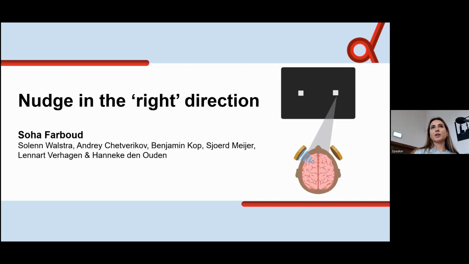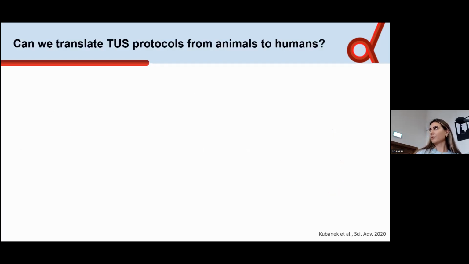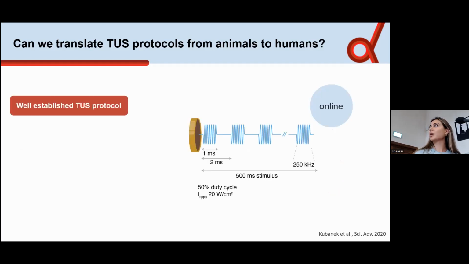So we try to tackle that problem by trying to translate existing well-established animal protocols to humans. For this purpose, we're using a 50% duty cycle, 500 hertz pulse repetition frequency protocol, an online protocol, I should say, that has been used by Kubanek and colleagues.